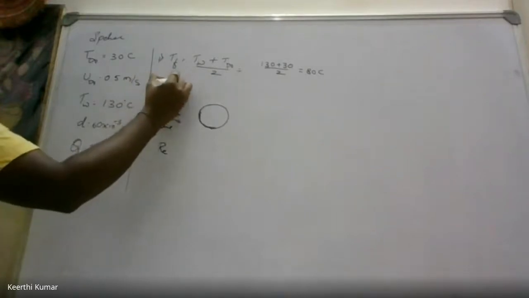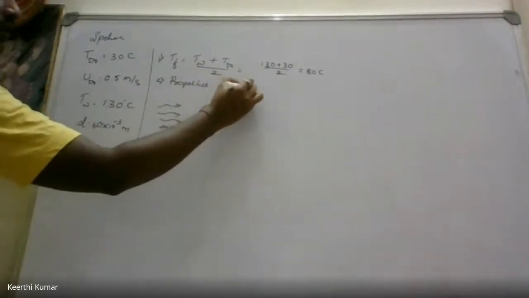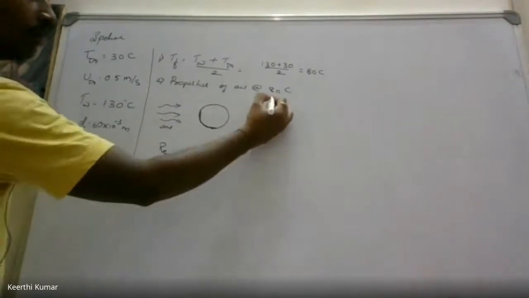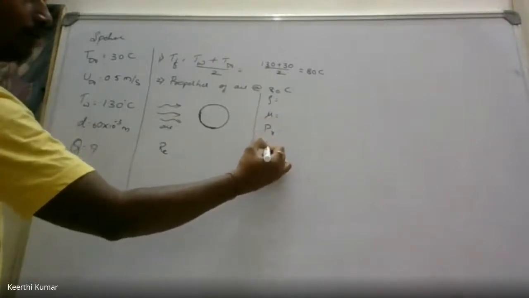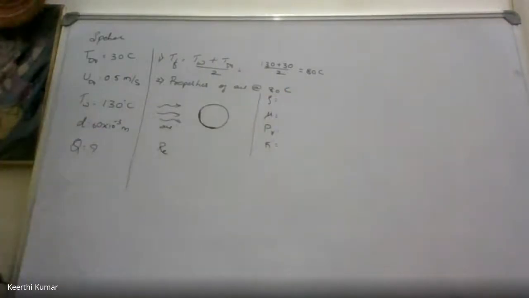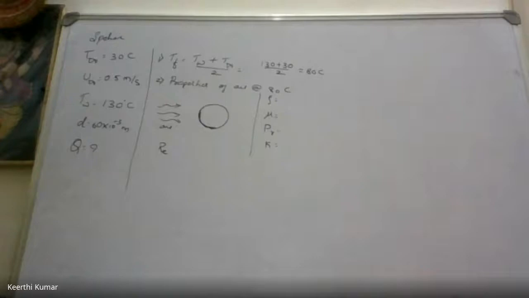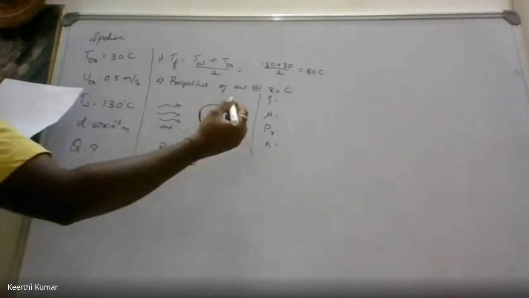So the second point is the properties of air at 80 degrees centigrade. What properties are we supposed to take? Rho, mu, Prandtl number, and thermal conductivity. These four properties are enough. You take the properties of air at 80 degrees centigrade. I will write the values; you please cross check with your data book.